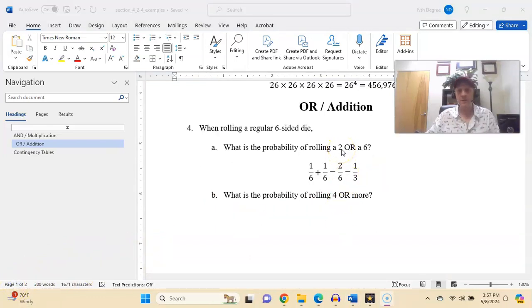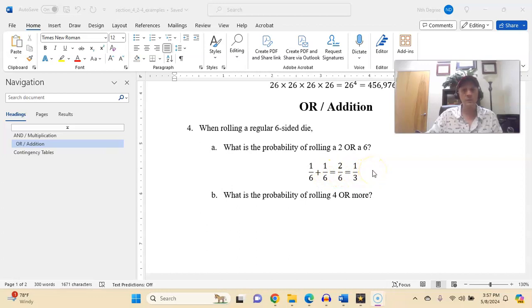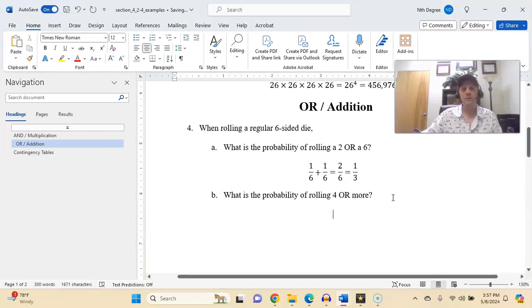Each one of these numbers represents only one side of the die. The probability of choosing each one is 1 out of 6. The word OR indicates that we're adding them to each other, resulting in 2 out of 6, which we could reduce to 1/3. And then finally, what is the probability of rolling 4 or more?